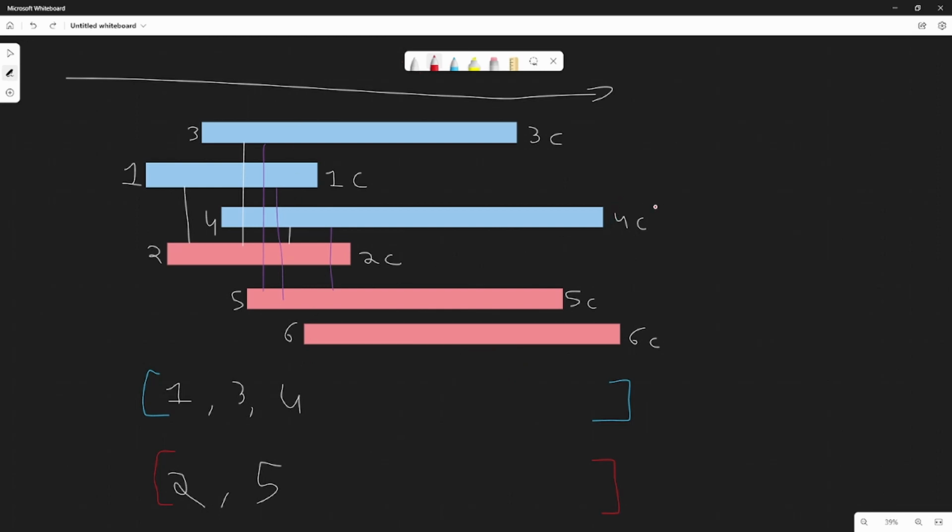However, the rightmost point that this group 1, 3, 4 can reach is the last point that any one of its segments terminates at, which in this case would be 4C. So I can replace the set 1, 3, 4 with just 4. This is the key optimization that lets us solve this problem in faster than n square.